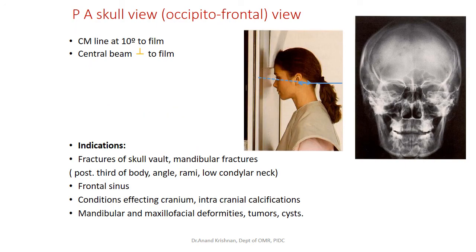Then you have the PA skull view, the occipitofrontal view. Here, the patient is facing the film, and the canthomeatal line, the line that passes from the outer canthus of the eye to the tragus of the ear, is positioned at a 10-degree angulation to the film, and the central beam is perpendicular. In most cases, the central beam will always be perpendicular to the film if you are planning to keep both the source and the receptor stationary.